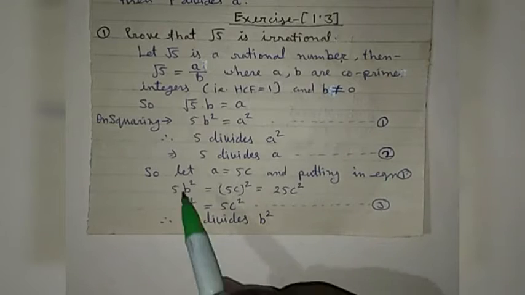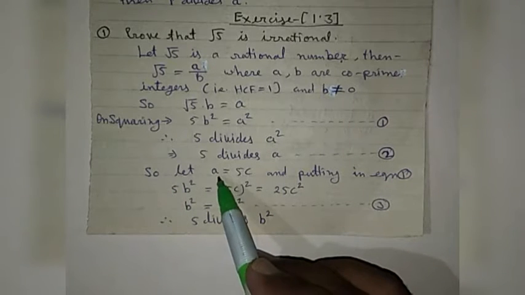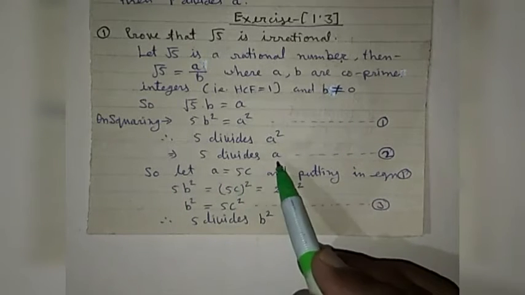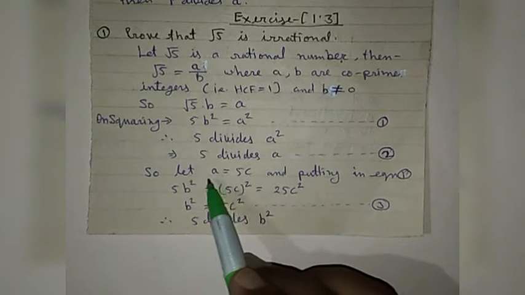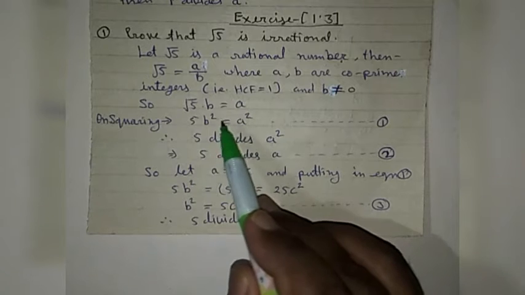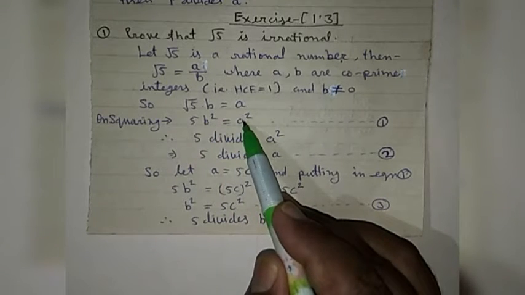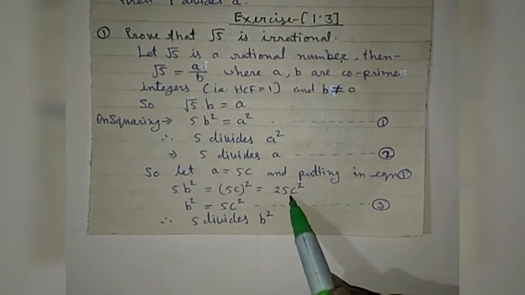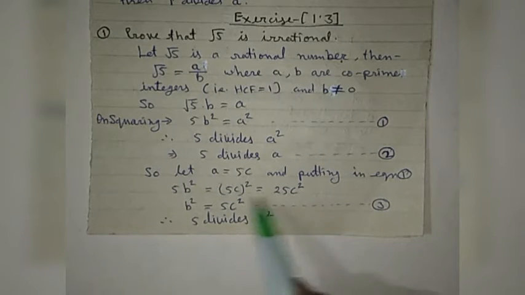So this is equation 2. Now let a equal to 5c, because 5 divides a, so it will be a multiple of 5. So a equal to 5c, and putting it in equation 1 here. So 5b square equal to 5c whole square, that is equal to 25c square. Dividing both sides by 5, we get b square equal to 5c square.